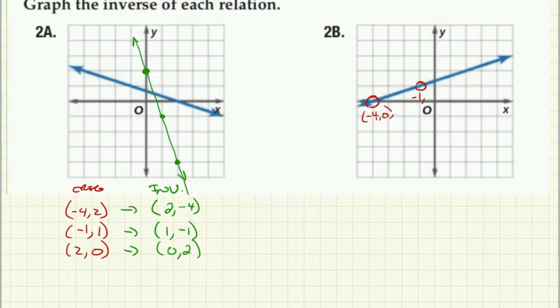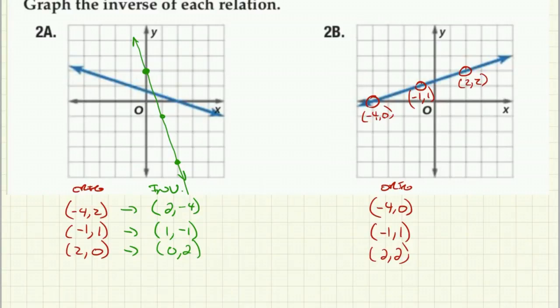-1 comma +1. Okay, and then the last point that we have is going to be a 2 comma 2, right, 1 2 1 2. Okay, I'm going to write these down here. Original, we're at -4 comma 0. Original, we are at -1 comma 1, and original, we are at 2 comma 2.